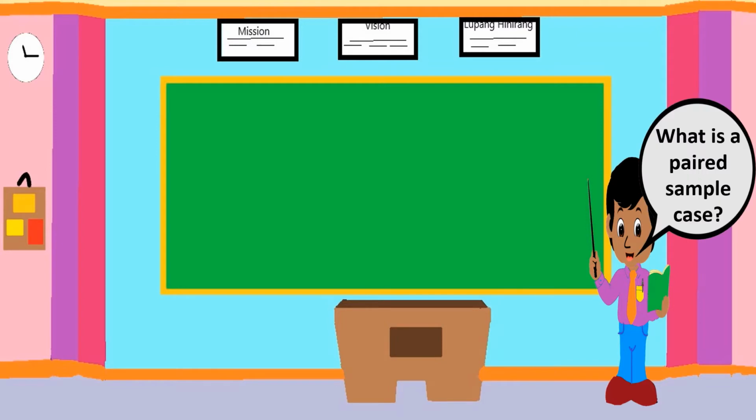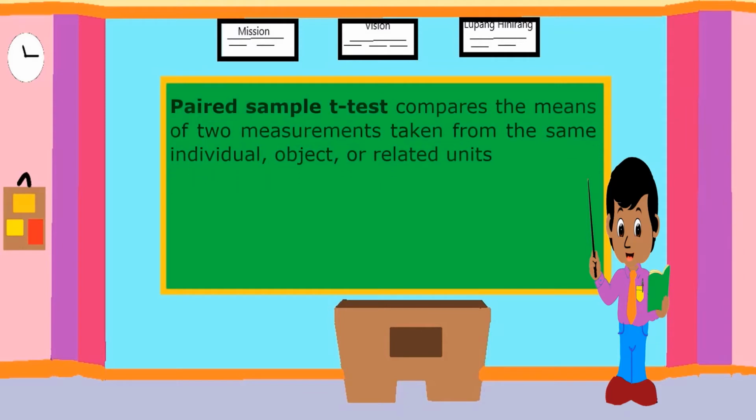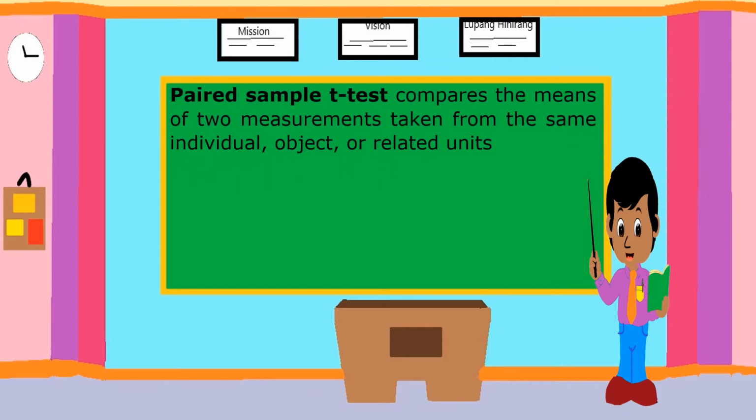A few moments later. What is a paired sample case? Do you have any idea? Here is the definition and formula. Paired sample t-test compares the means of two measurements taken from the same individual, object, or related units.